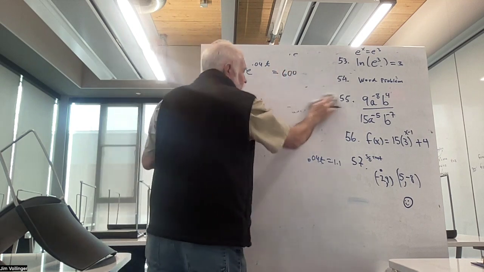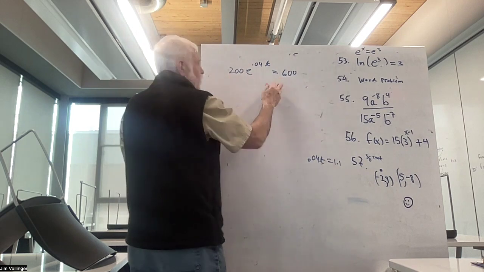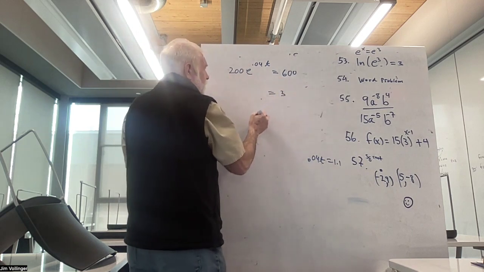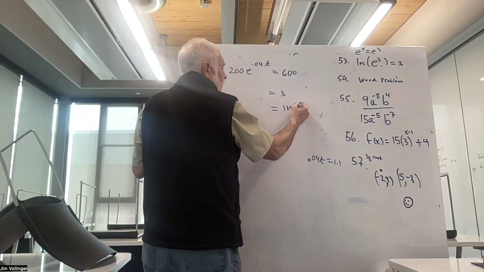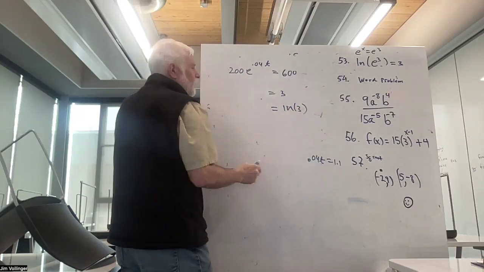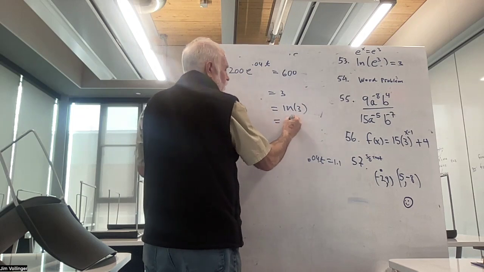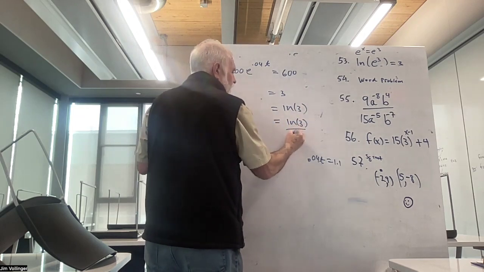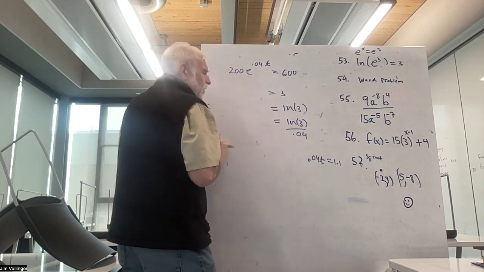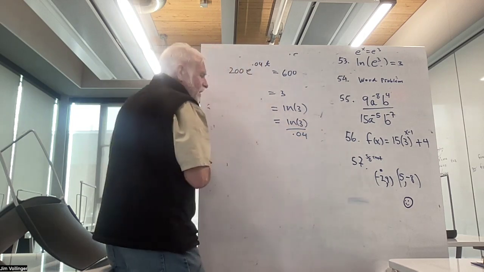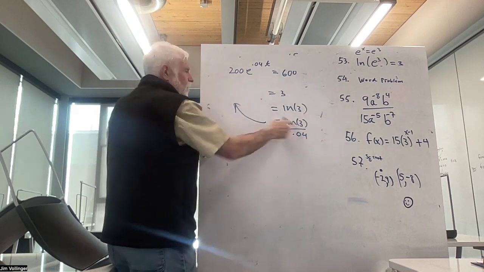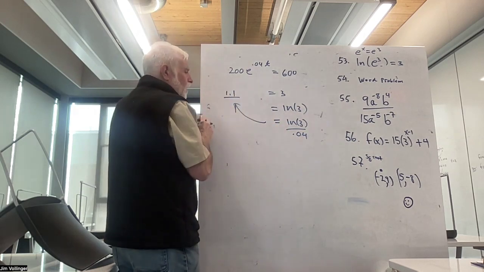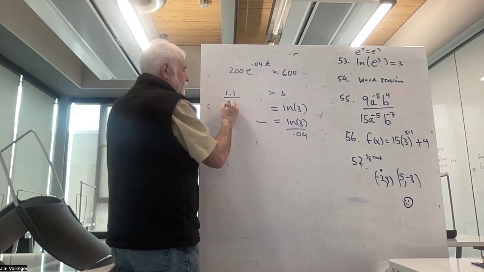Now let's solve. I think I can divide 200 into 600 and get 3. I think I can do the inverse of e, which is ln of 3. I think I can undo division by 0.04 as ln of 3 divided by 0.04. And now if I want decimal accuracy, I can rewrite that as the ln of 3, which is 1.1, divided by 0.04.